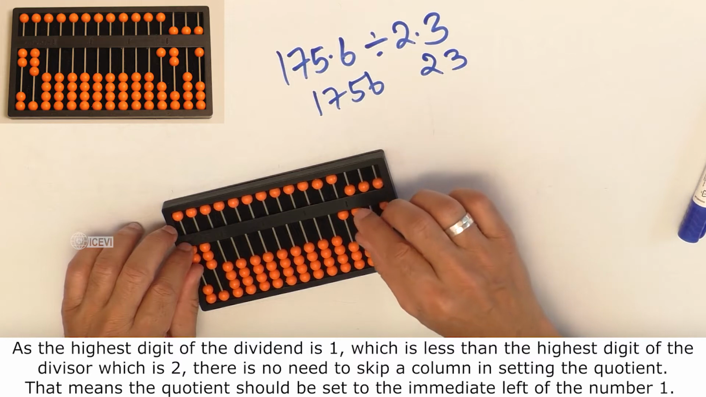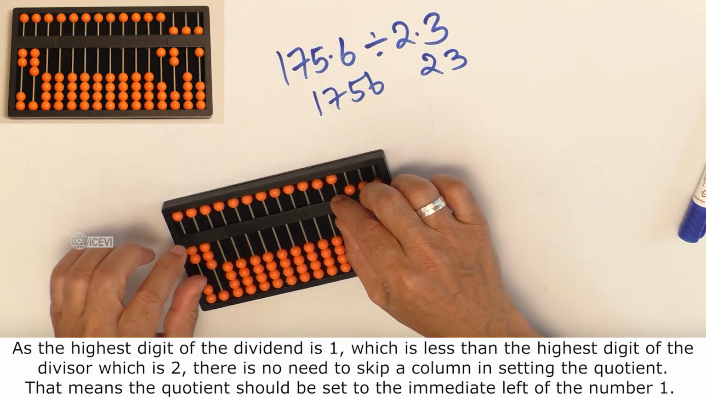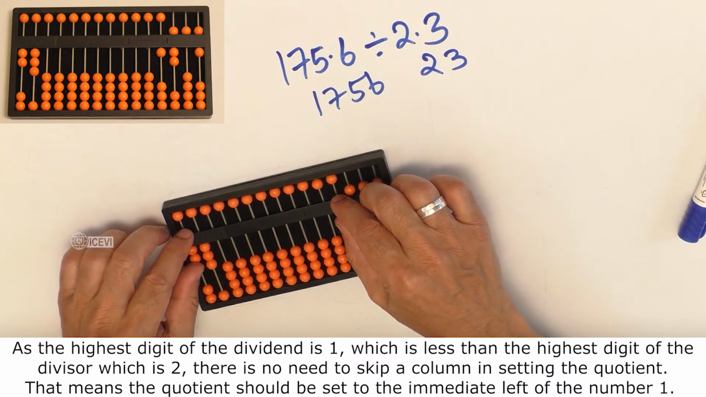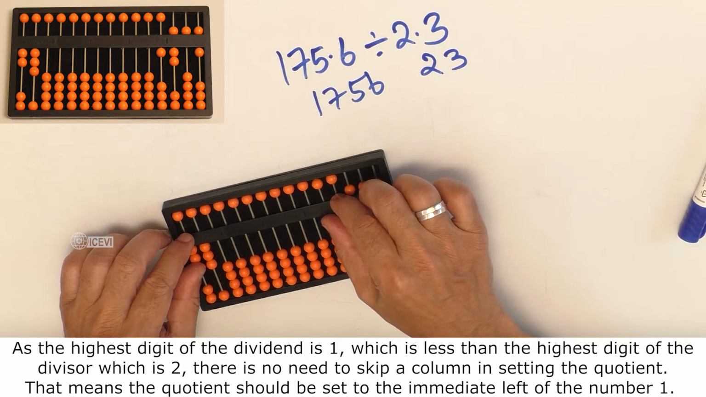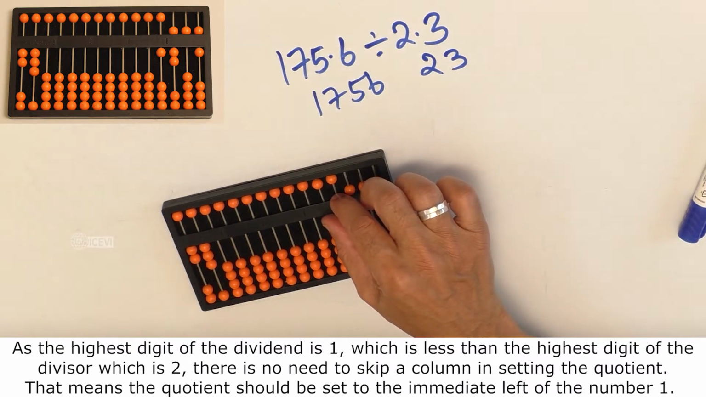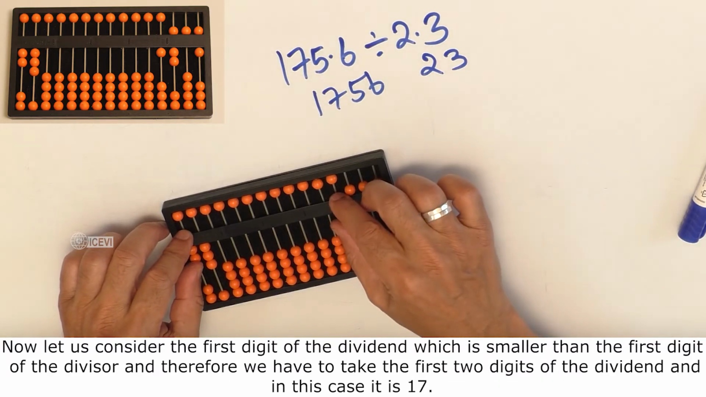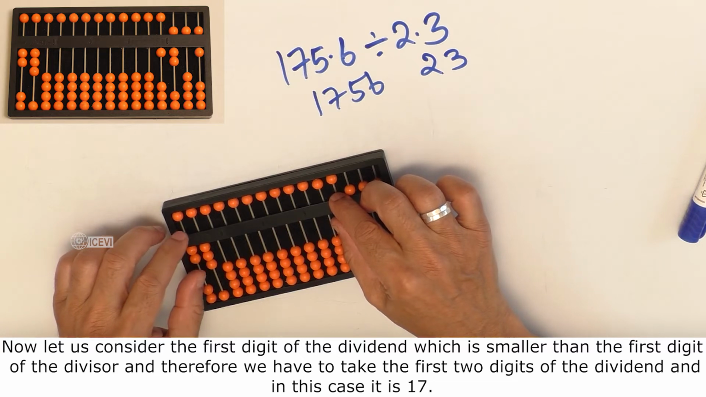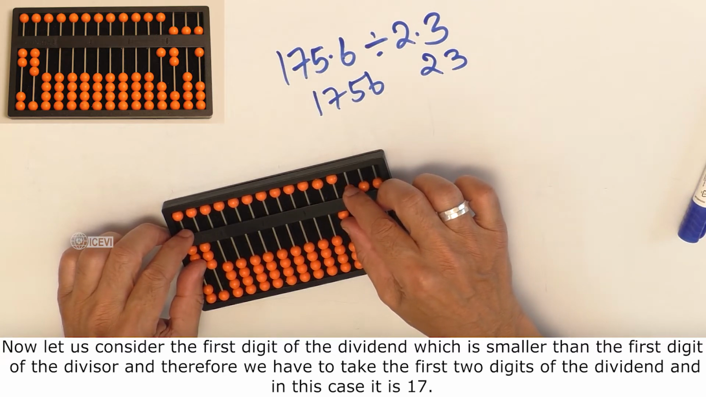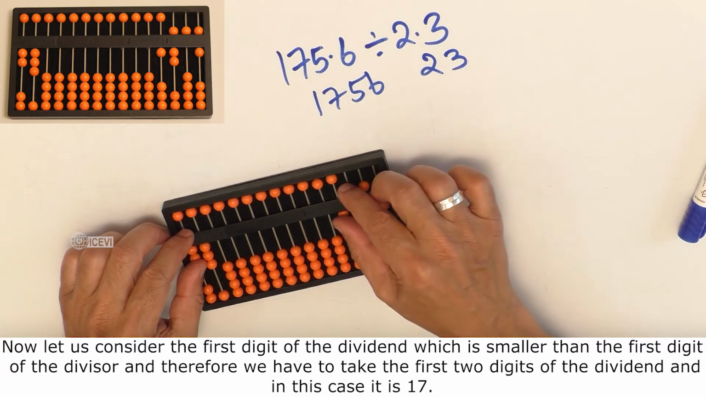As the highest digit of the dividend is 1, which is less than the highest digit of the divisor, which is 2, there is no need to skip a column in setting the quotient. That means the quotient should be set to the immediate left of the number 1. Now, let us consider the first digit of the dividend, which is smaller than the first digit of the divisor, and therefore we have to take the first two digits of the dividend, and in this case it is 17.